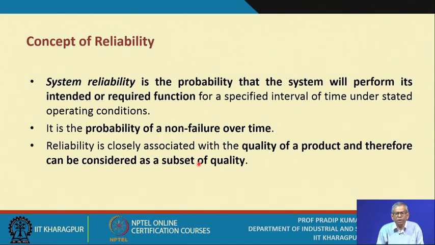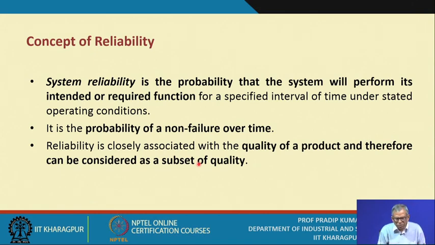System reliability is the probability that the system will perform its intended or required function for a specified interval of time under stated operating conditions. That means either you define the reliability with respect to the part, the component or the product, or many a time we are really concerned about the system reliability. The same definition applies with respect to the system. So it is the probability of non-failure over time. There is another way you can look at it. If it performs, that means there is no failing of the component during a specified time period. You say that with respect to this specific time period, the reliability is very high, or almost 100%.